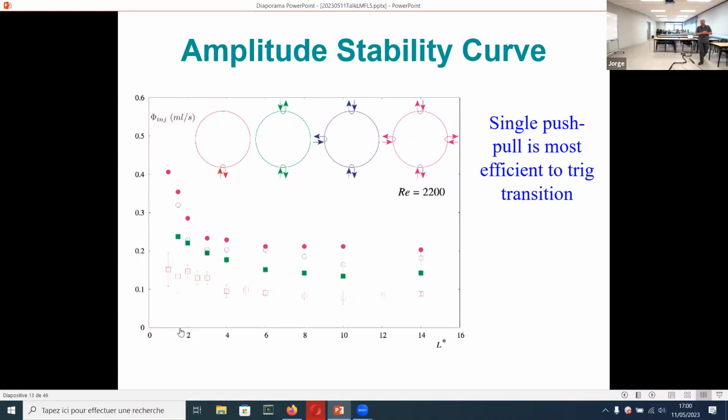So then we moved on to some push-pull disturbances where we make 2 holes of 1 millimeter very close to each other. And what you inject, you suck, to make sure that we have Poiseuille flow without any added flux. We did it for different arrangements: 1 push and pull, 2 push and pulls to try to break the symmetry, 4 push and pulls. These are experiments for Reynolds number 2200. And you see that in this case, the red, 1 single push and pull, is the one that gives you the smallest flux to get the transition to turbulence.